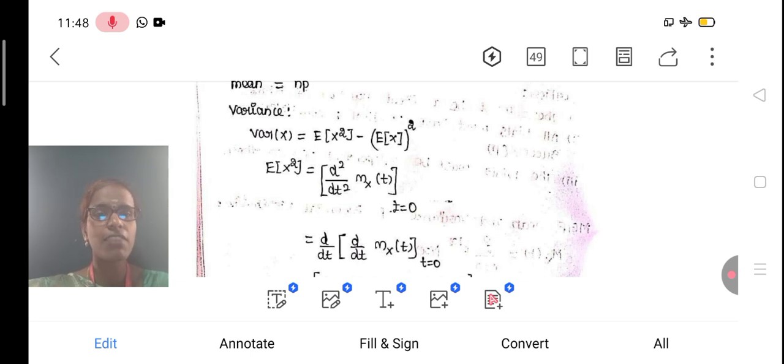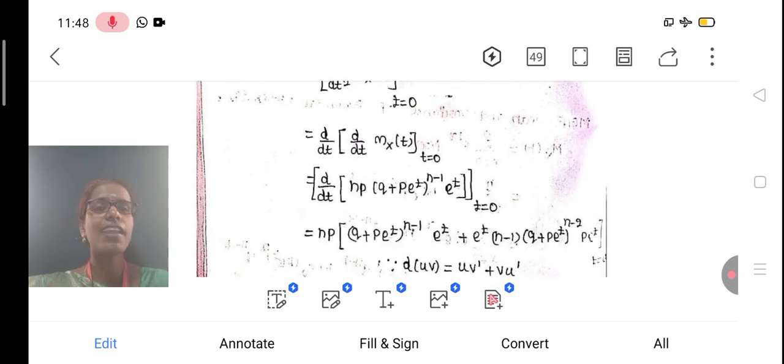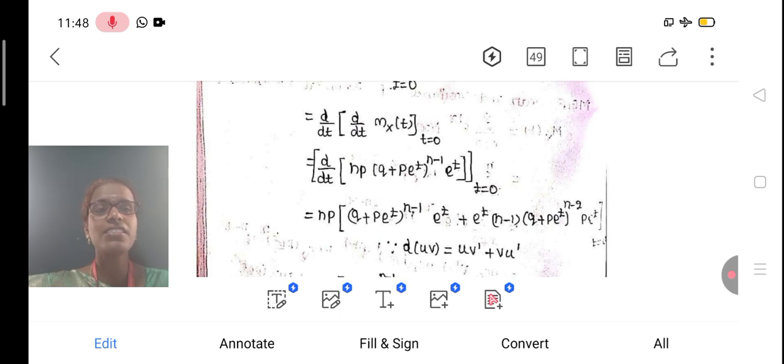Already we have done the first derivative. So one more time we need to differentiate the last derivative with respect to t. That's why we are rewriting the term like this. So d by dt of the whole thing as it is, which is np into (q plus p e power t) the whole power n minus 1 into e power t. Finally replace t as 0.